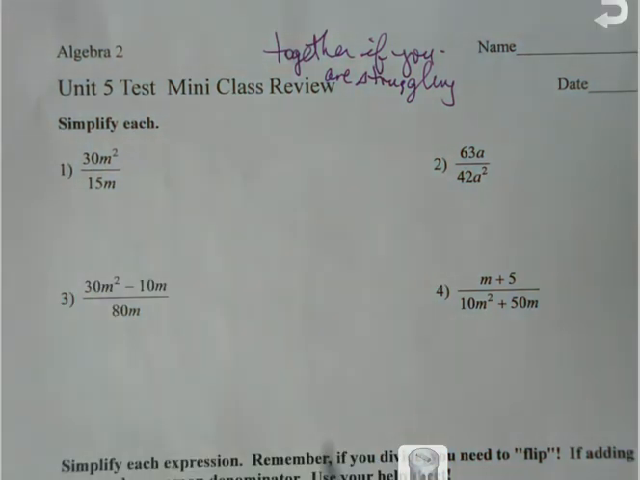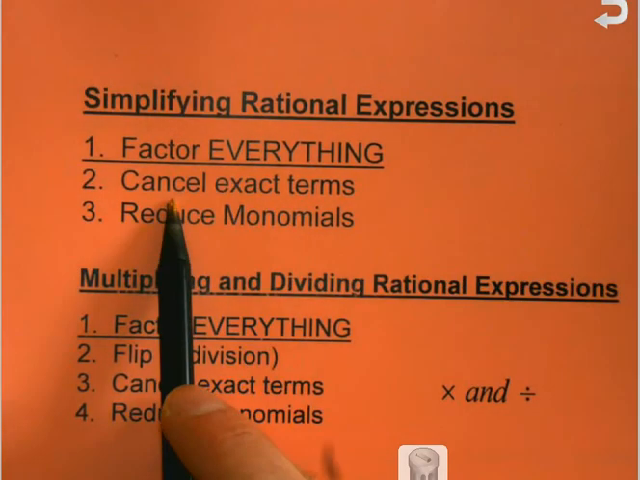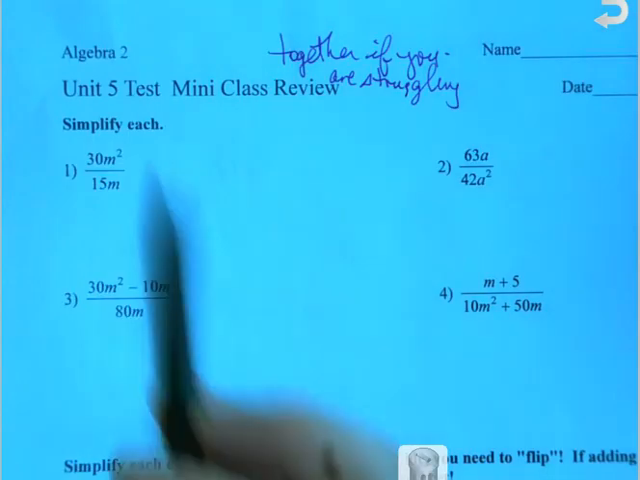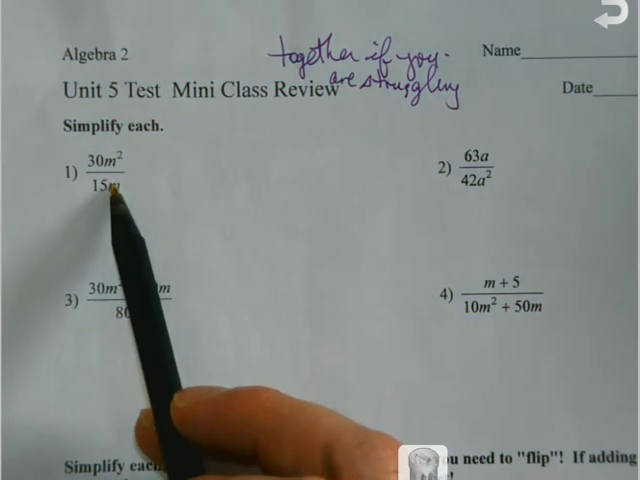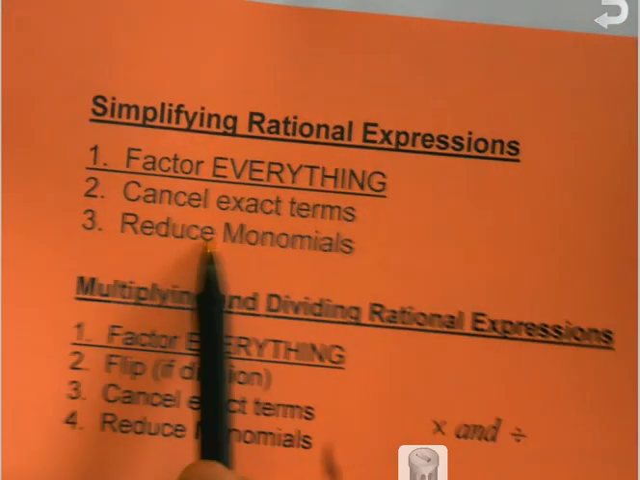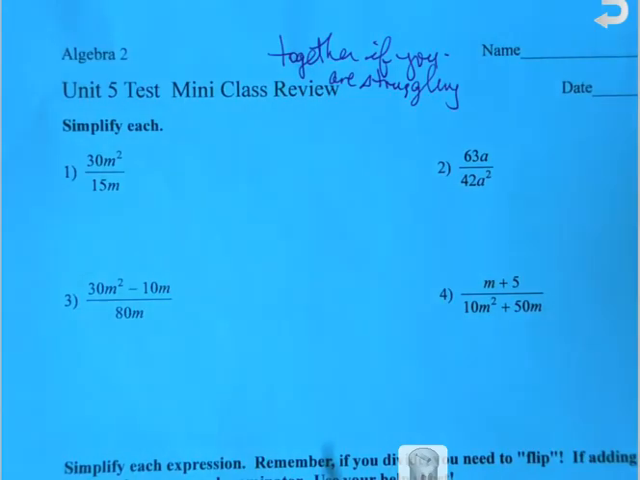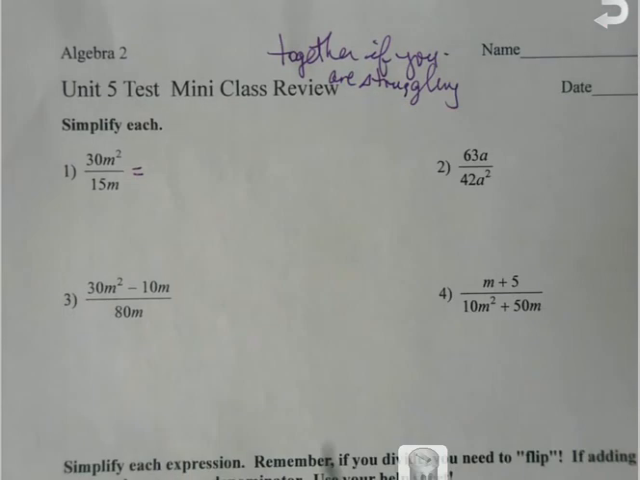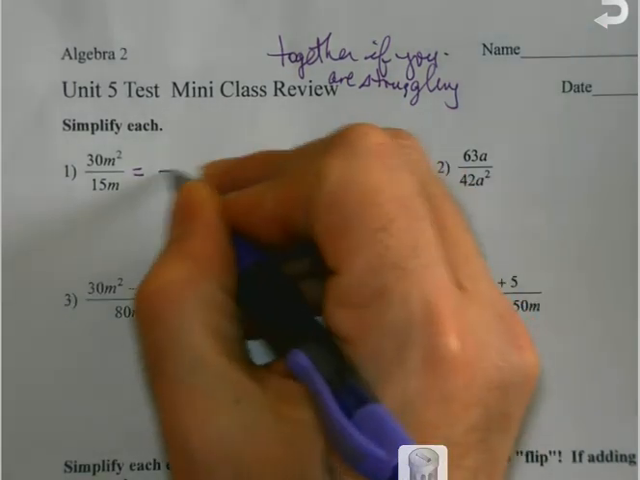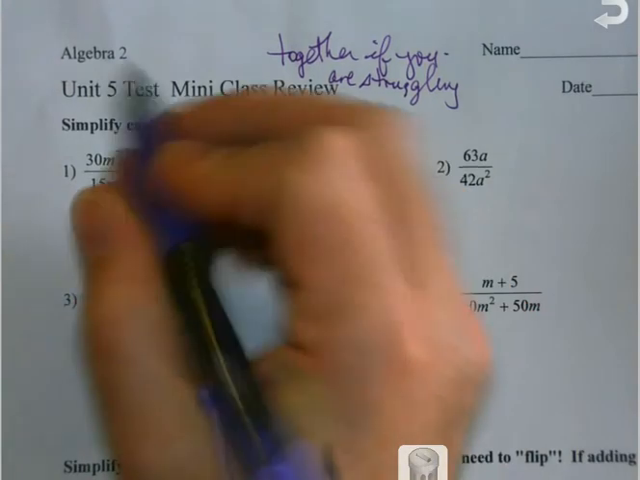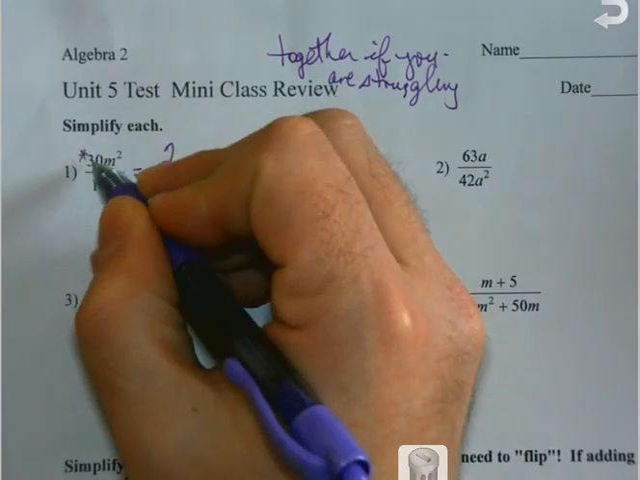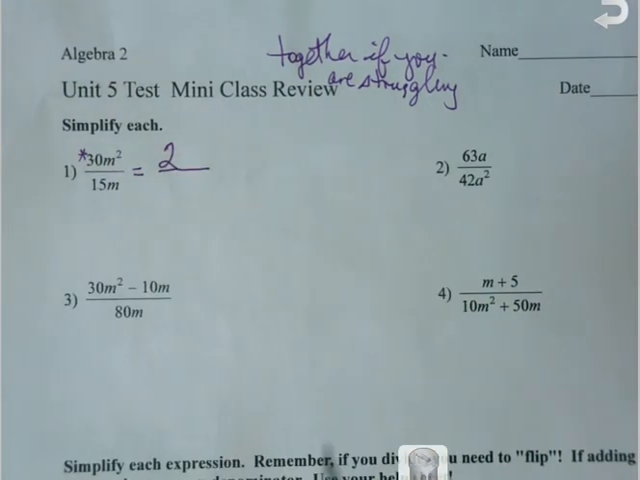Okay. Cancel exact terms. Well, I don't have things that are exactly alike. I see some m's and things, but oh, reduce monomials. These are all monomials. So I can do a few things. 30 over 15 reduces. 30 divided by 15 is 2. So when I'm doing this, I'm like, okay, well, why'd you put the 2 up top? Because that's where the bigger of my 2 coefficients is at. Whichever the bigger number is, I put it there.